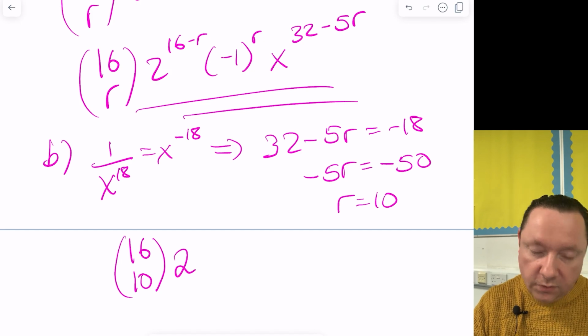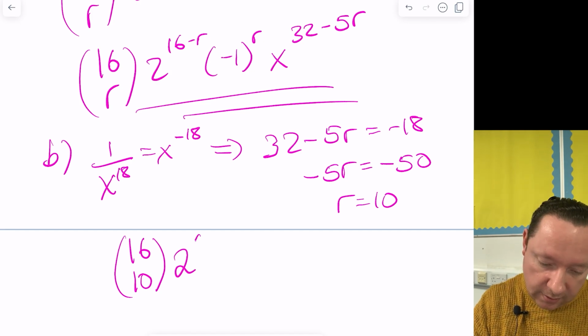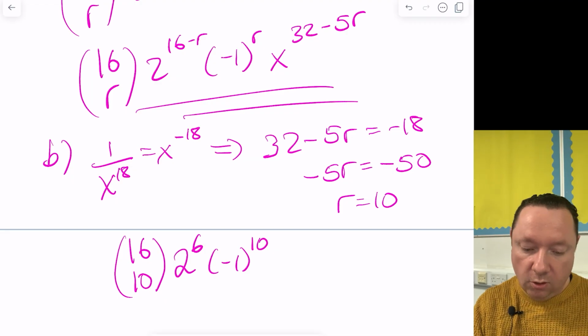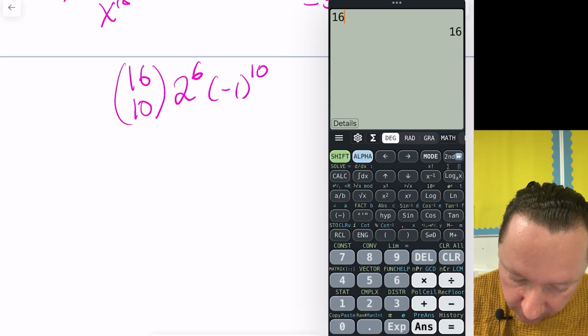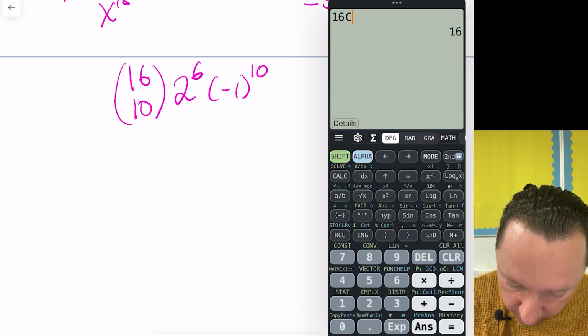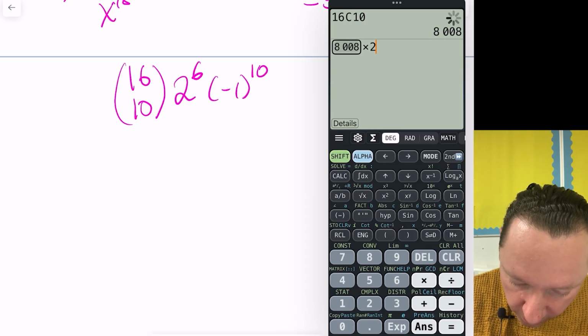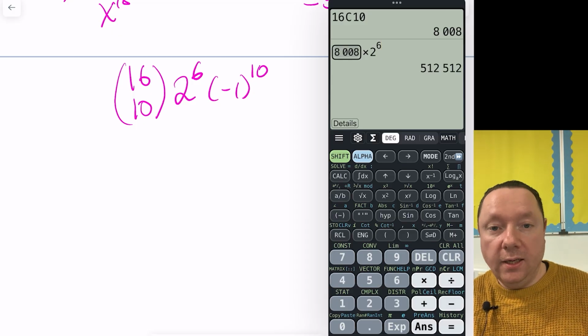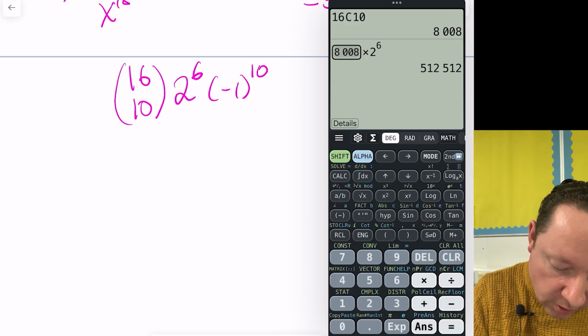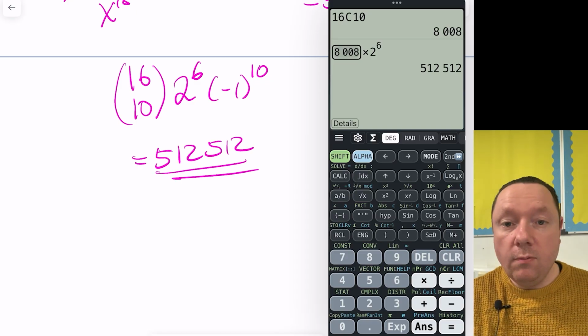2 to the power of 16 minus 10 is 6. Minus 1 to the power of 10. And it's just a coefficient, so we don't need to write anything to do with x. It's just a coefficient: 16 choose 10 times 2 to the power of 6. And minus 1 to the power of 10 is 1. So that's just 512, and we're done there.